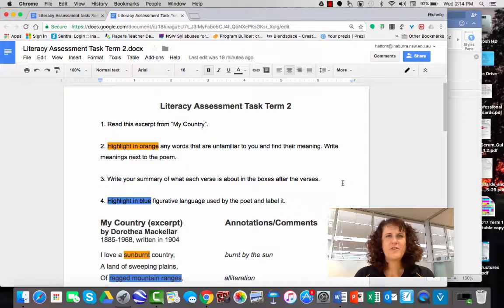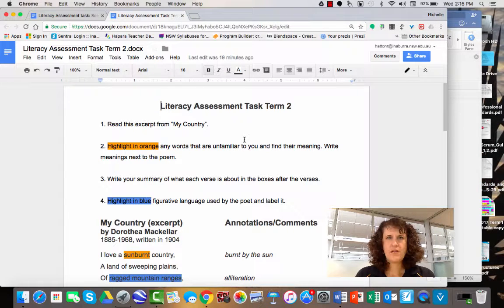Hello, I'm going to talk to you about the literacy assessment task for Term 2. You can see it in front of you here. We're going to be reading a poem called My Country, written by Dorothea Mackellar. We're going to read it in your literacy groups, but you're going to look at 3 verses out of the poem. So it's not the whole poem, just part of it.